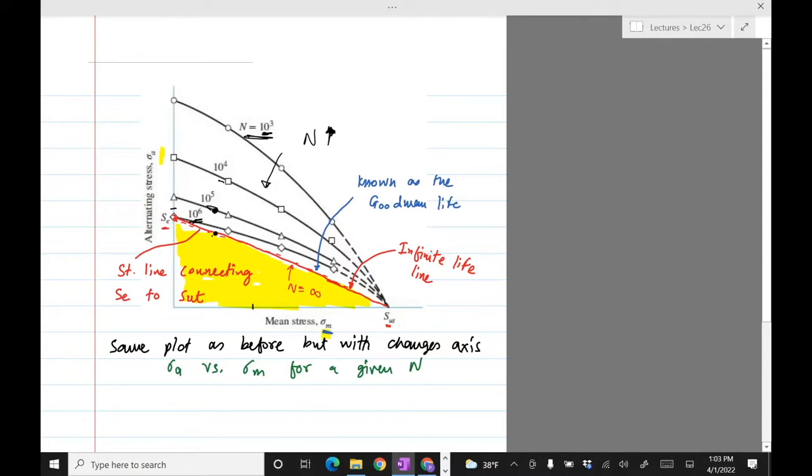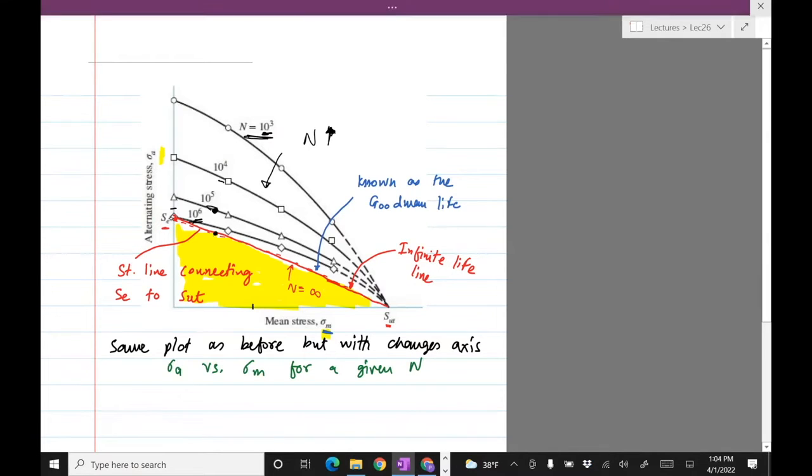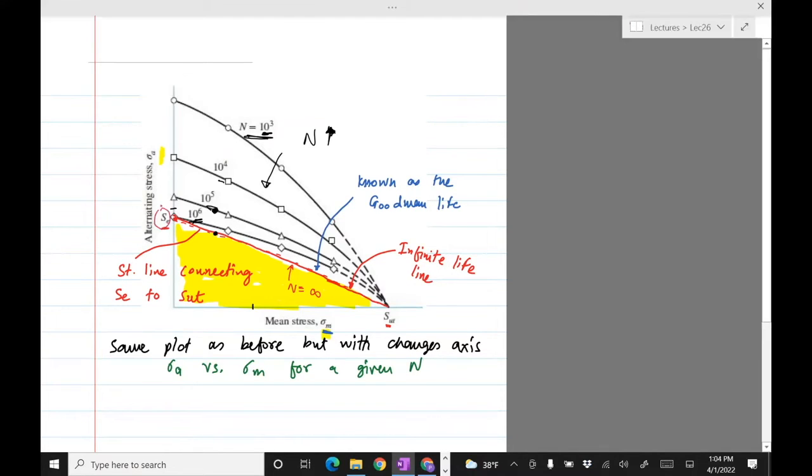So the yellow region, well, before that, if you join the line connecting SE, the endurance limit we've computed, to SUT, which is the ultimate strength, then that line is called the infinite life line. That is, if you're on that line or below that, your specimen is never going to fail, no matter how many cycles you take it to. So the yellow region is the infinite life region.